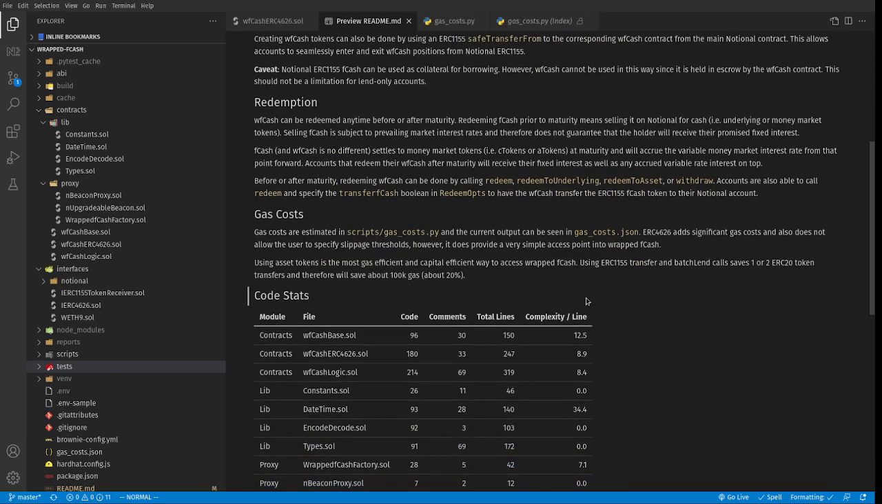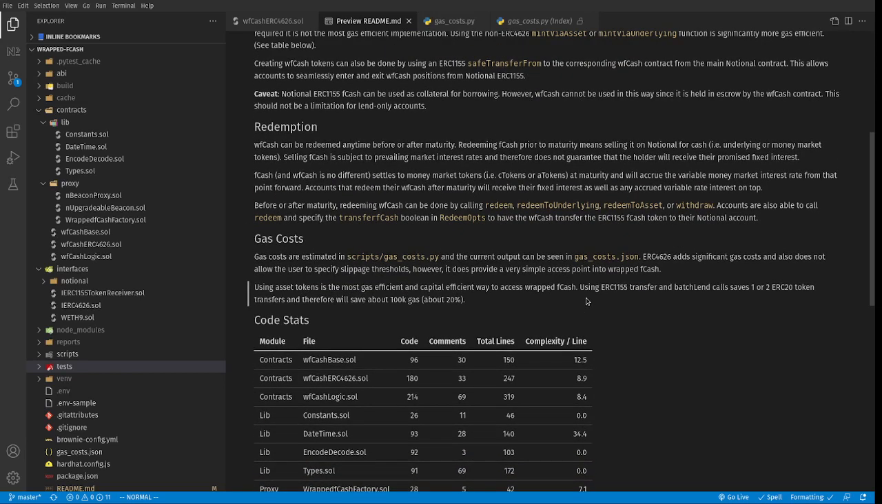Redemption. So wrapped fCash can be redeemed anytime before or after maturity. When you redeem fCash prior to maturity, what you're going to be doing is selling that fCash on the Notional AMM for cash. So that is subject to prevailing market interest rates, and also the time remaining until maturity for fCash. So in that situation, the user will not necessarily be receiving the fixed interest that they were promised. They'll be receiving some other interest rate based on prevailing exchange rates.